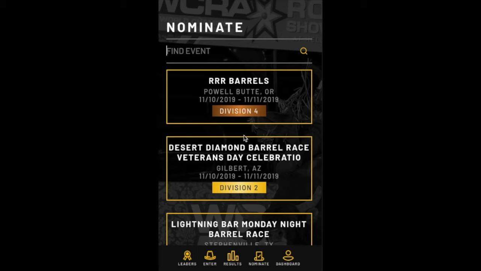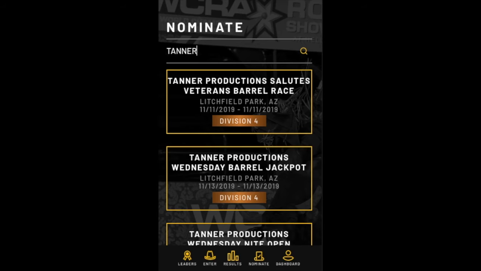Under the Nominate window, you'll find the Find Event bar. Now, knowing any part of the name, I can find it. I can find it by location as well as the date. So if I'm looking for Tanner Productions event in Litchfield Park, Arizona, I can simply start typing in Tanner. And I found it.